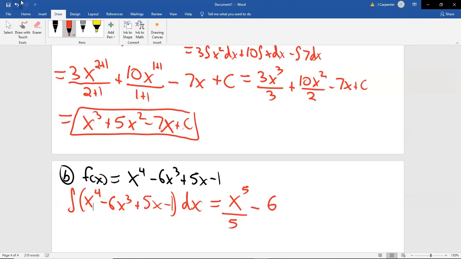Minus, leave the 6 alone. Have our variable, add 1 to the exponent. 3 plus 1 is 4. Divide by that same number. Plus symbol. Leave the 5 alone. Then we have our variable. Add 1 to it. There's no number written here, which implies that it is a 1. 1 plus 1 is 2. So that becomes 5x squared over 2. Again, these numbers match. These numbers match. These numbers match. Minus the integral of a constant, just slap an x next to it. So 1x. I'll write the 1 here, but I won't in the next step. And then don't forget your plus c.